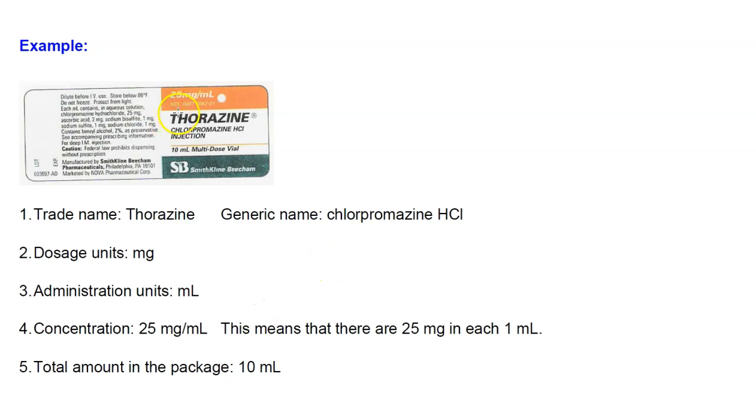Concentration is basically how it is supplied. It says here that for each ml, there's 25 milligrams. So 25 milligrams per ml. This means that there are 25 milligrams in each ml of medication. The total amount in the package is 10 ml. Don't assume that the whole thing is 1 ml, right? It says here it's a multi-dose vial containing 10 ml. So if you end up administering all 10 ml, this is actually 250 milligrams. That's going to be too much for a patient. So again, read your labels very carefully.